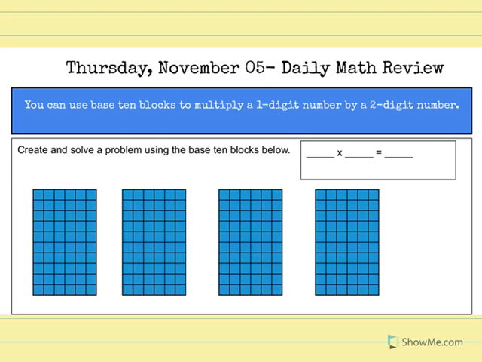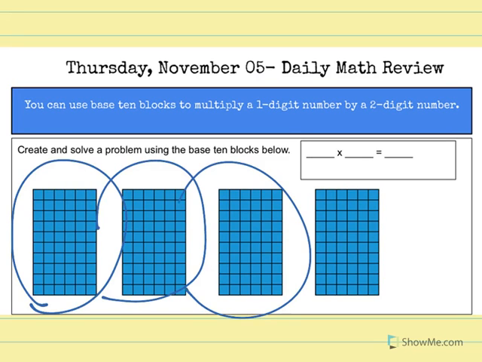Alrighty, Thursday, November 5th, daily math review. We are going to use base 10 blocks to multiply. First thing I'm going to do is see how many equal groups. Well, I've got 1, 2, 3, and 4. So I've got 4 equal groups. Now I need to see how many are in each group. I know that one column is worth 10. So that's 10, 20, 30, 40, 50, 60.